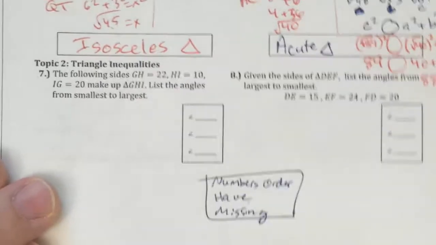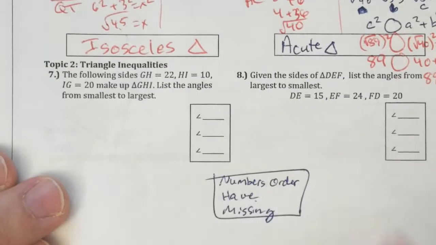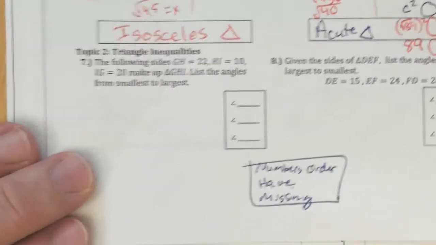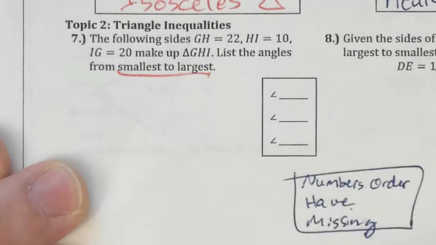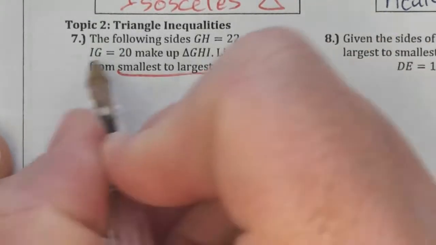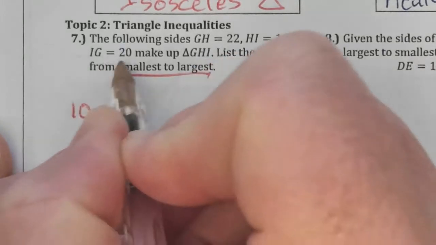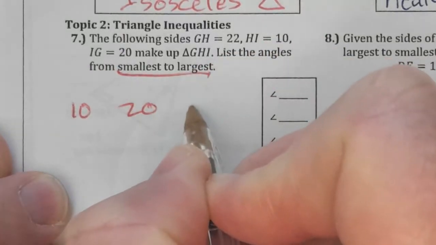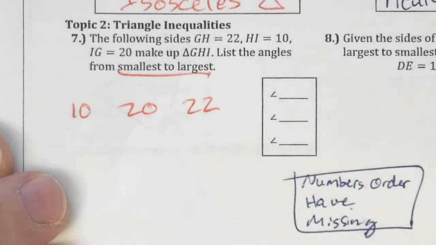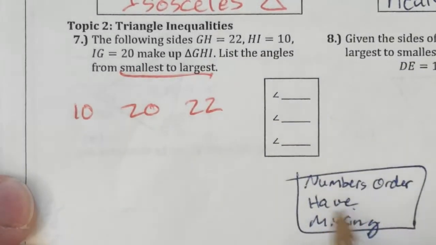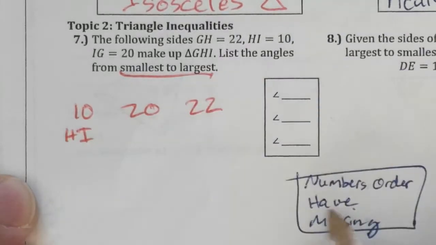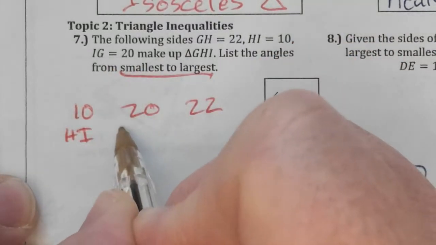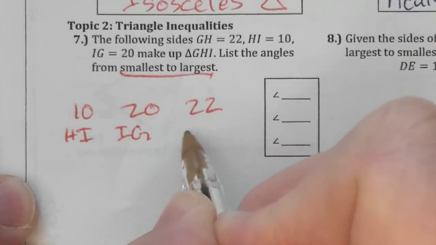All right, so let's actually get this done. So everyone should get 100 on these types of questions. Okay, so I'm going to zoom in on number 7. Here we go. So they said from smallest to largest. Okay, put the numbers from smallest to largest. That's step 1. So smallest to largest would be 10, 20, and 22. It's pretty simple so far, right? Now, what letters do you have? Okay, 10 went with HI. 20 went with IG, and 22 went with GH.